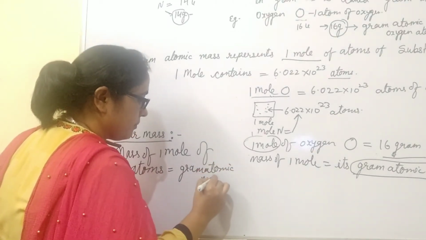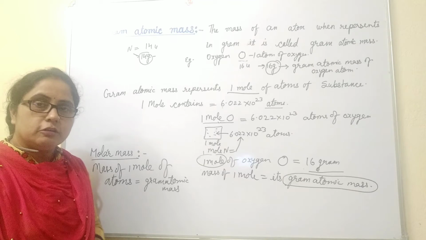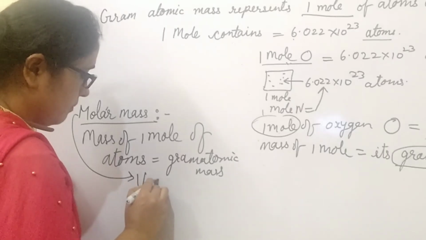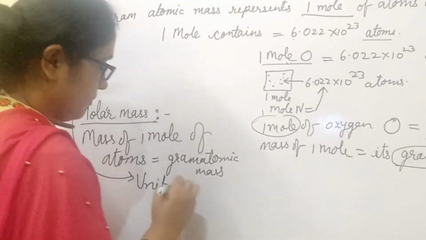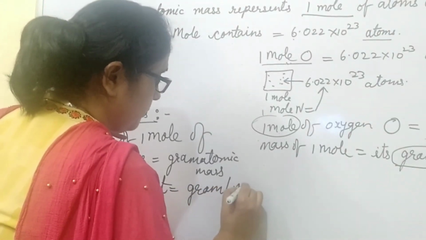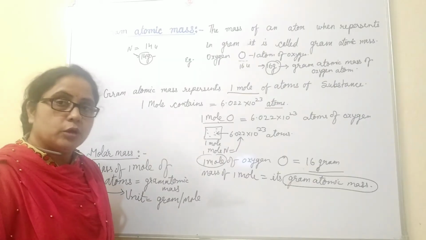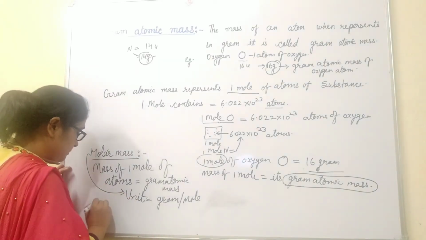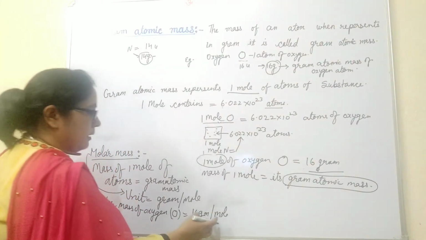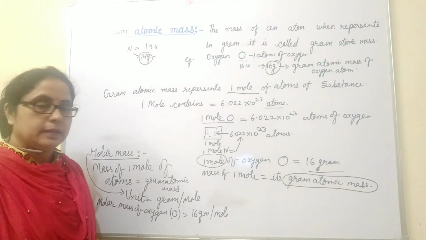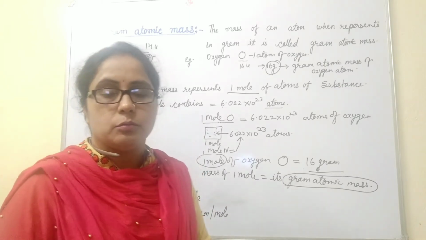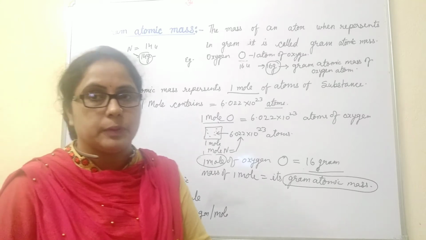The unit of molar mass is gram per mole. The molar mass of oxygen atom is 16 gram per mole, and the molar mass of nitrogen is 14 gram per mole. Molar mass of carbon is 12 gram per mole.